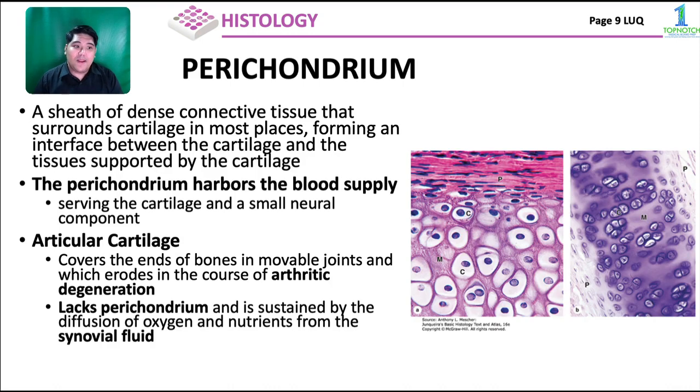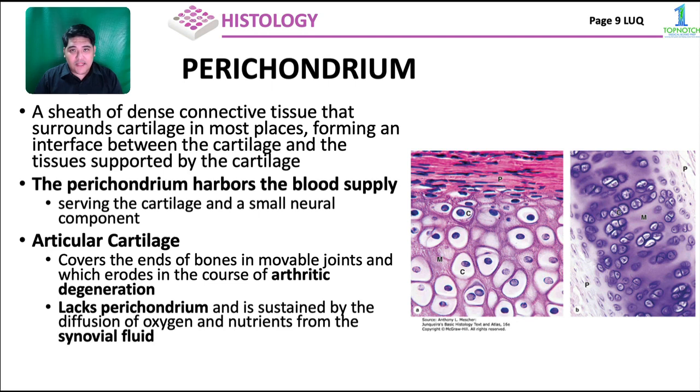Now, let's talk about your perichondrium. Ito yung perichondrium nyo on top of the cartilage. Okay, it is a sheet of dense connective tissue. Pansin nyo naman, di ba? Yung kanyang formation, dense na dense talaga. It is an interface between the cartilage and the tissues served by the cartilage. Your perichondrium, ito yung structure na nag-harbor ng blood supply, serving the cartilage.